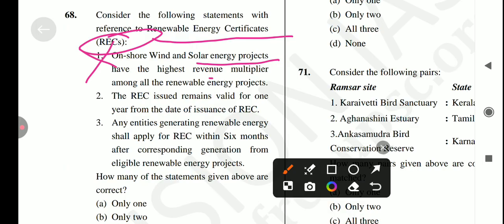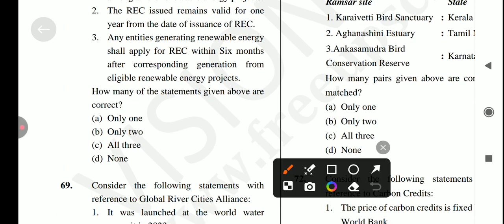Next is the RECs, which are renewable energy certificates issued, remain valid for 1 year from the date of issuance of REC. No, it's not a correct statement because ये कब तक रहेगा इशू? तो until it is redeemed. Okay, so statement second is also incorrect. Next is any entities generating renewable energy shall apply for REC within 6 months after corresponding generation from the eligible renewable energy projects. Yes, it's a correct statement. So answer for this question is option number A.